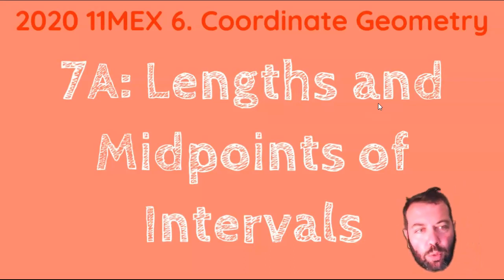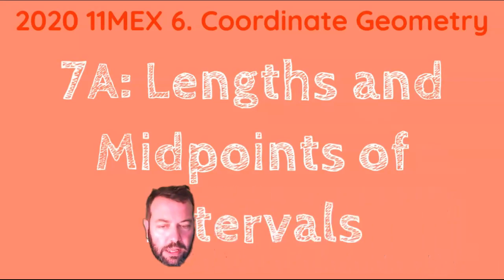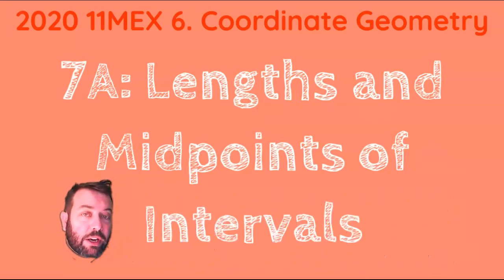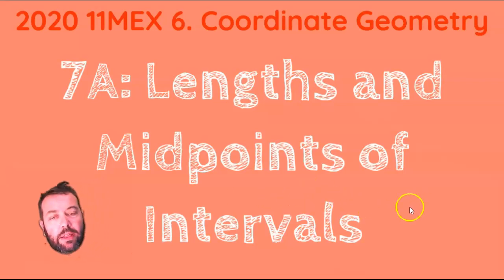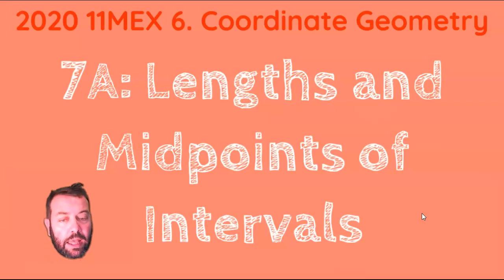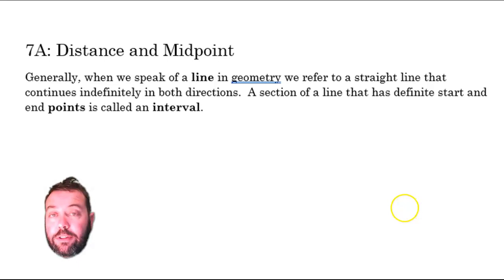It's Chapter 7, Coordinate Geometry, and today we're looking at the lengths and midpoints of intervals. Now an interval is a section of straight line that connects two points, two endpoints. We're going to calculate the length of that line and also the coordinates of the point that is exactly halfway between the endpoints. Now, the length of an interval is calculated using the distance formula.